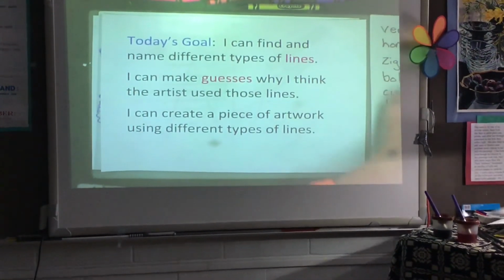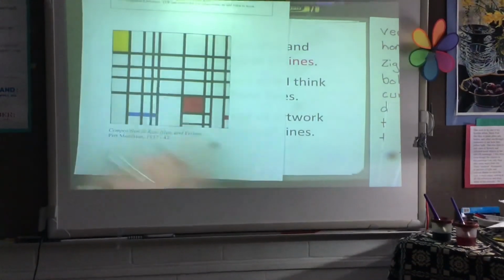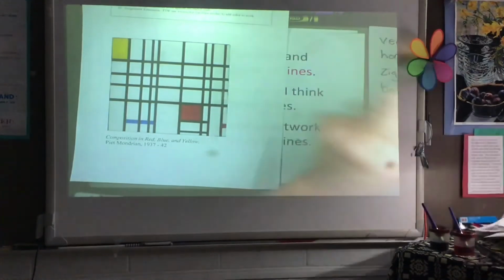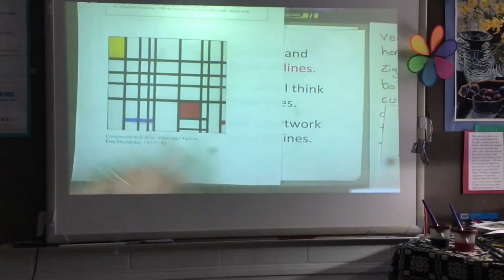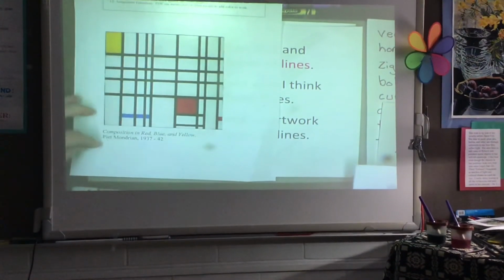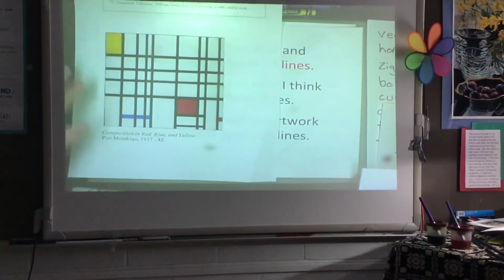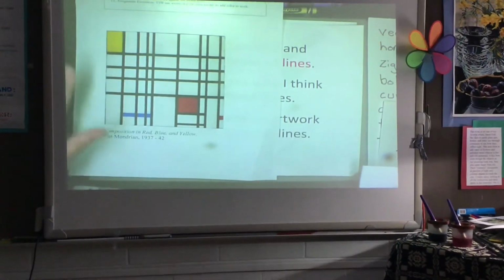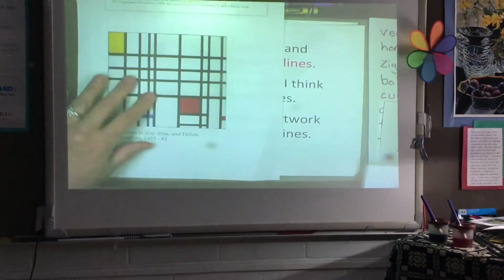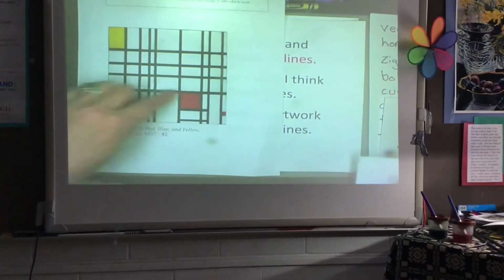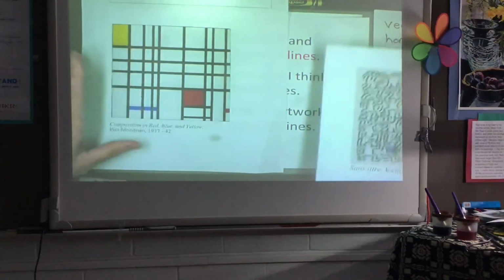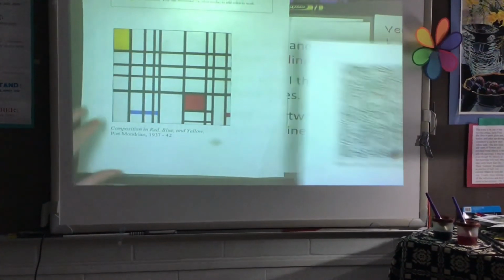Why do I think Mondrian might have been using these lines? What was he trying to communicate with that? And so I have to think, what do they look like to me? And when I see this, and I know something about Piet Mondrian, I know he lived in New York City for a while. I know that he was interested in the geometry of the city. So I start thinking about maybe these are roads and buildings. And so that's why he was using these really straight geometric lines.